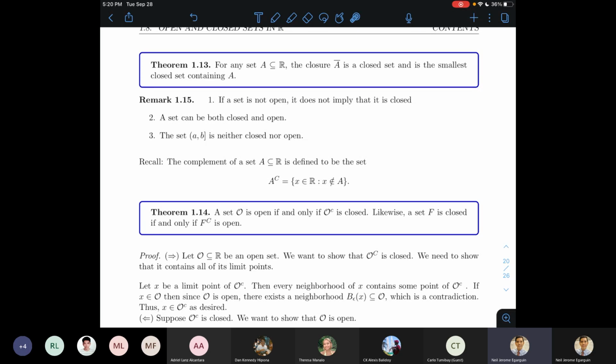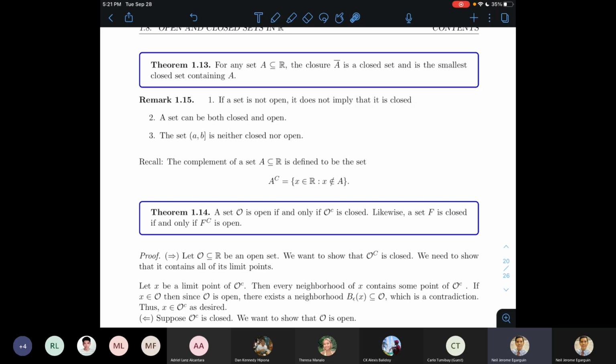Kaya siguro minsan nagtataka kayo bakit parang napaka-specific sa math pagka may define na term. A set is disconnected if the following are satisfied. Tapos may susunod na definition. If a set is not disconnected, then it is connected. So kasi napaka-specific ng mga terminology sa math. So hindi usually nag-a-apply yung mga antonyms in English or contradictions in English, right?